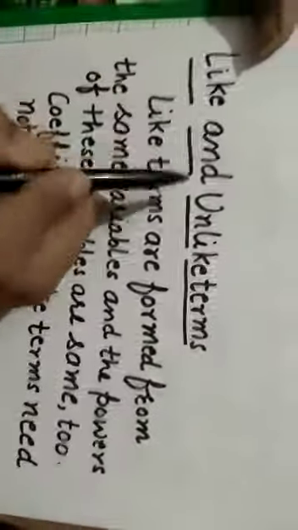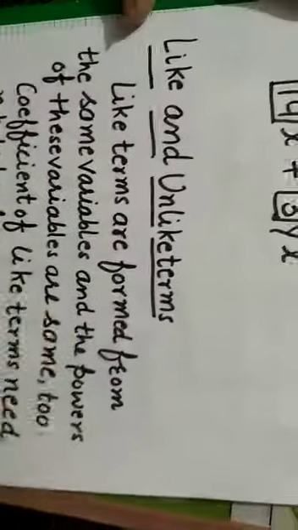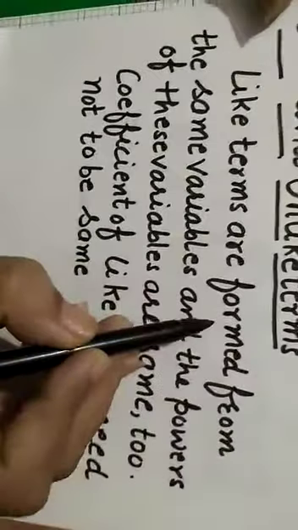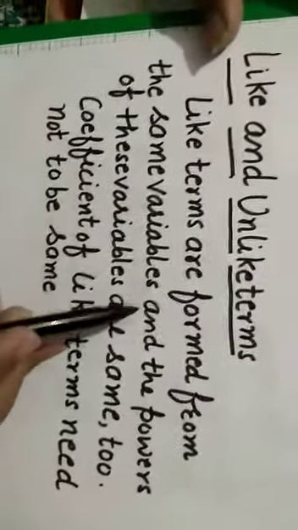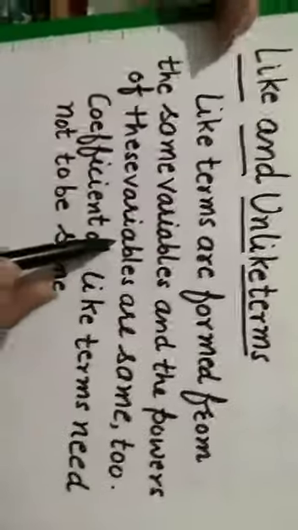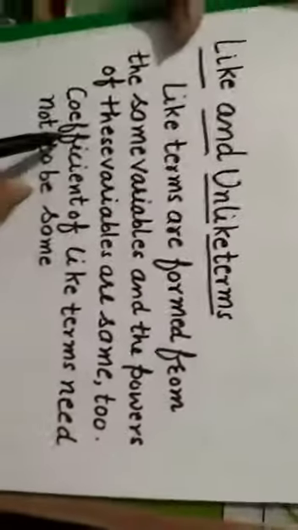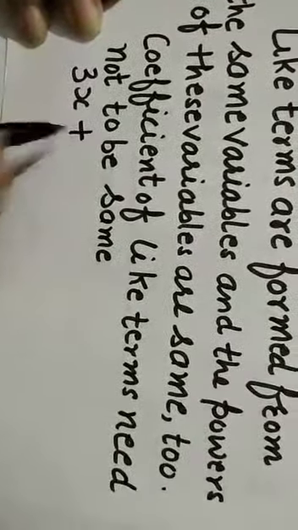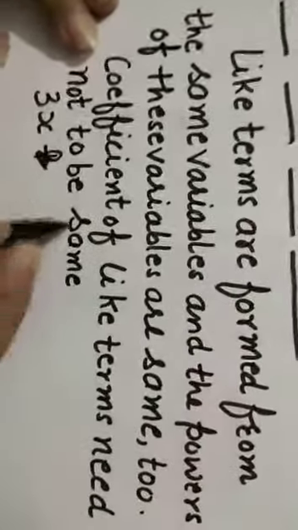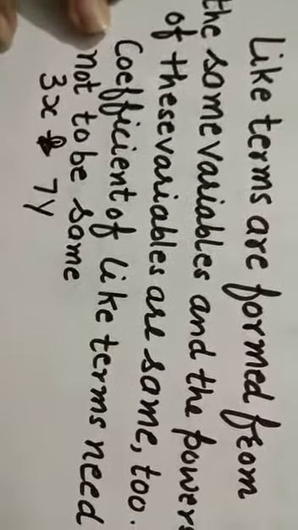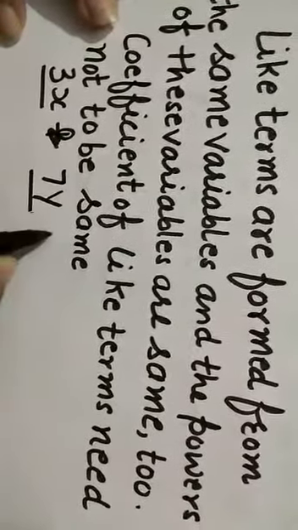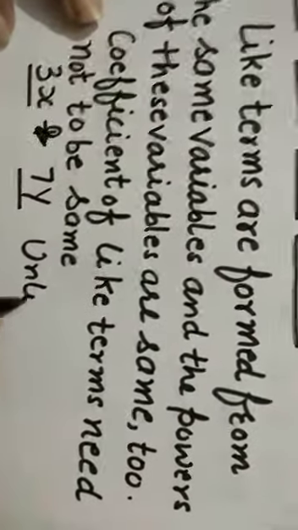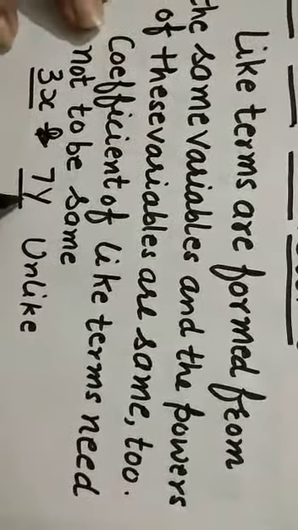Now after that we have like and unlike terms. Like terms are formed from the same variables and the powers of these variables are the same too. Coefficient of like terms need not be the same. For example, if I'll say 3x and 7y, these two are not like terms, these are unlike terms because their variables are not the same.